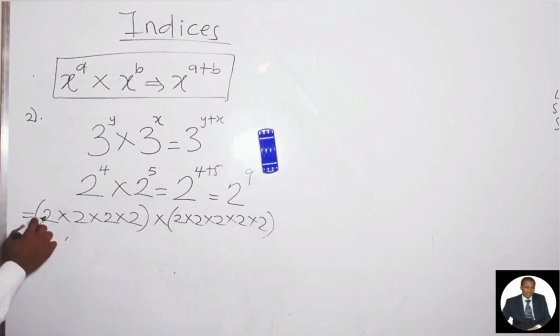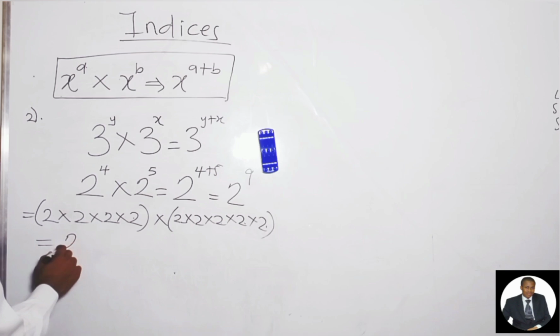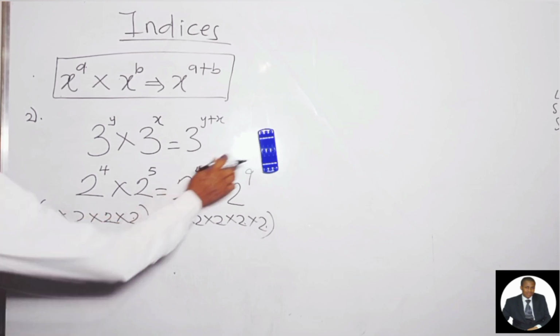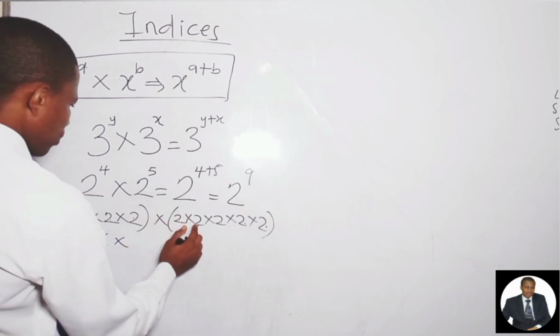How many do we have? 1, 2, 3, 4, 5, 6, 7, 8, 9. 2 to the power of 9. And what does that give us? 2 times 2, 4, 4 times 2, 8, 8 times 2, 16.